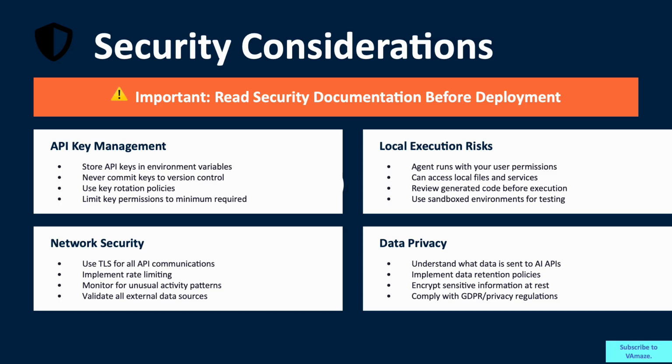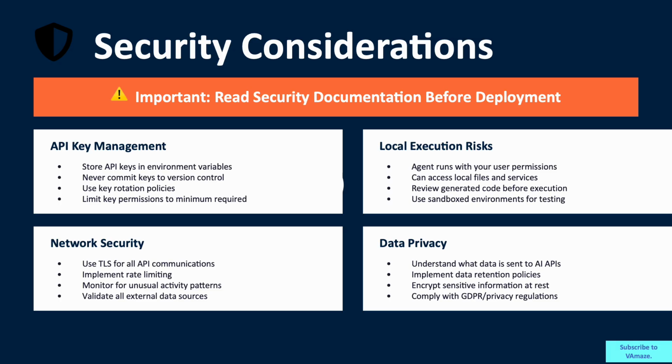Network security. Your agent is constantly communicating over the network with AI APIs, with your databases, with external services. Essential practices. Always use TLS or HTTPS for communications. Implement rate limiting to prevent abuse. Monitor for unusual activity patterns. Validate all external data. Never trust input blindly.